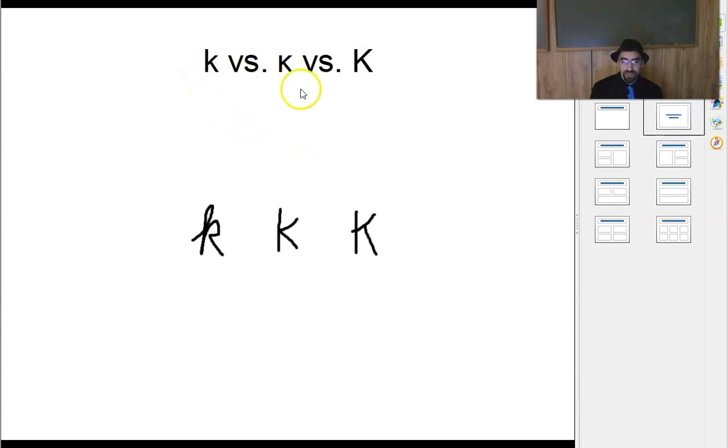Lowercase k versus kappa versus uppercase K. Much like with lowercase l, include a loop on your lowercase k. That way it won't look like these. And if you have to distinguish between a kappa and an uppercase K, for the kappa, connect the lower leg to the joint between the spine and the upper leg. For a capital K, put the lower leg about halfway up the upper leg.